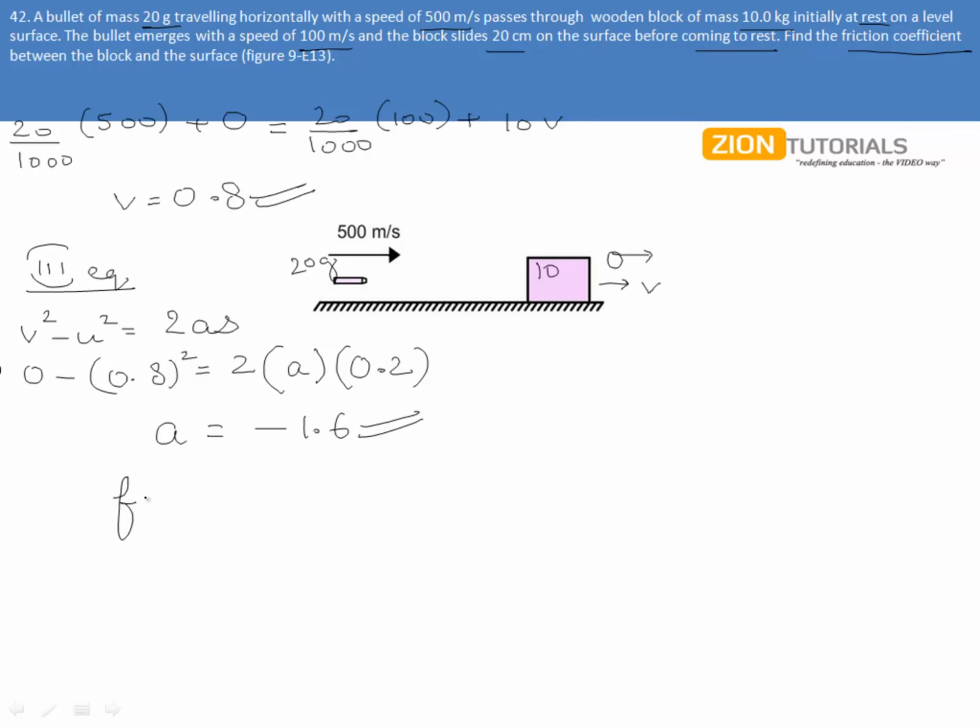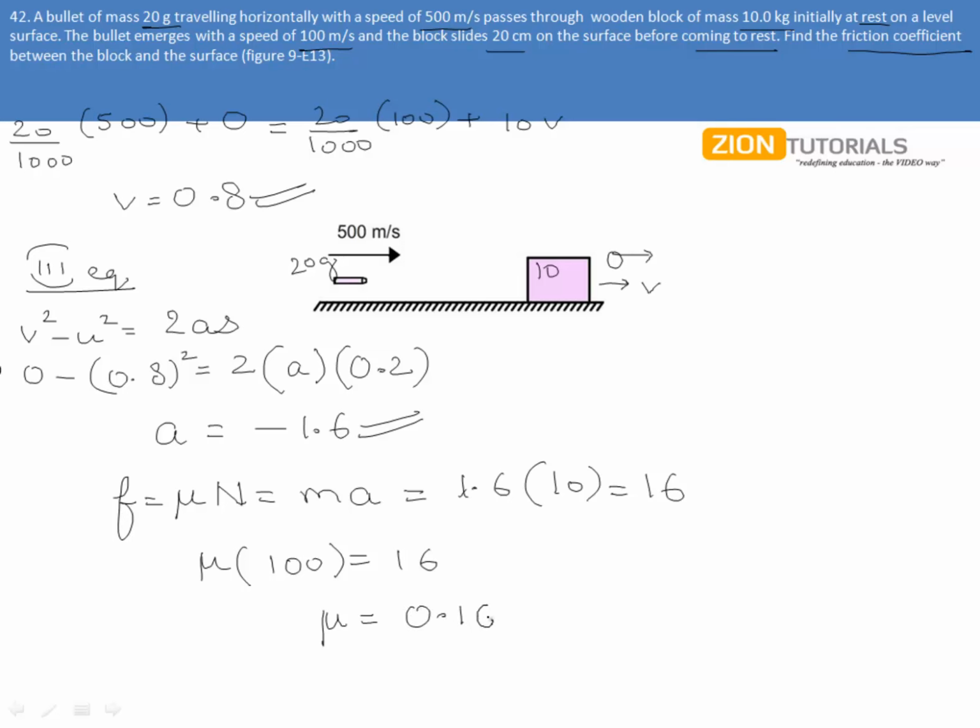So the frictional force, that is mu N, is also equal to mass into acceleration, which is 1.6 into the mass, that is 10, that is 16. Now what is the normal reaction? That is obviously mg. So it is 100 mu equals 16, giving me the value of the friction coefficient to be 0.16.